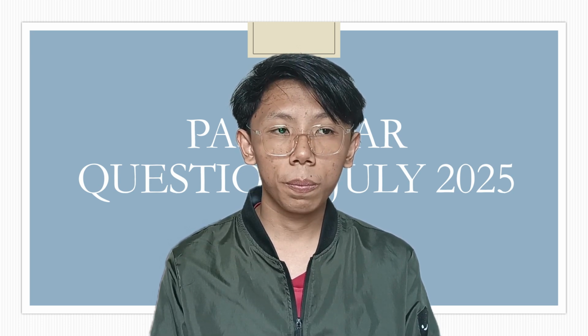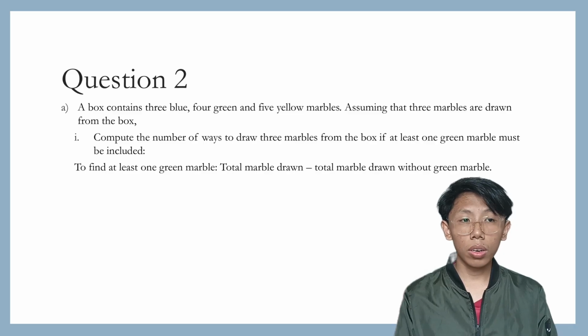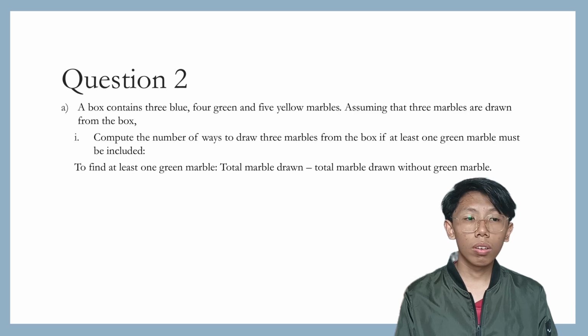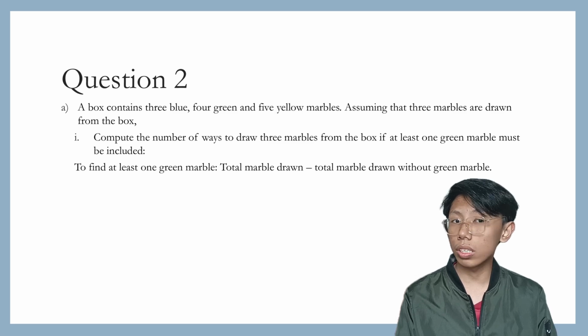The question is: a box contains 3 blue, 4 green, and 5 yellow marbles. Assuming that 3 marbles are drawn from the box. 1. Compute the number of ways to draw 3 marbles from the box if at least 1 green marble must be included. To find at least 1 green marble, it is the total marbles drawn minus the total marbles drawn without green marbles.